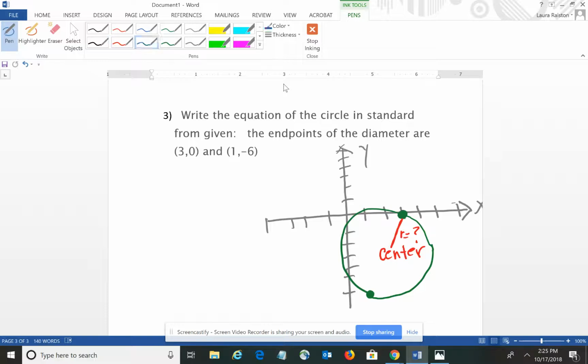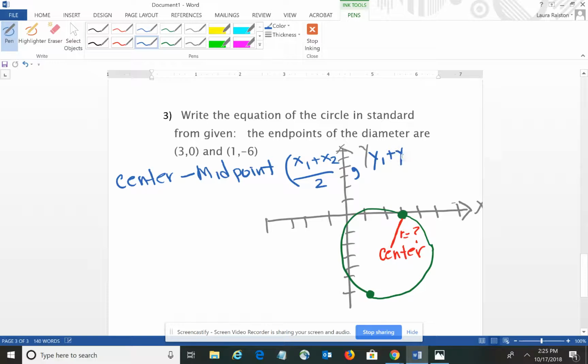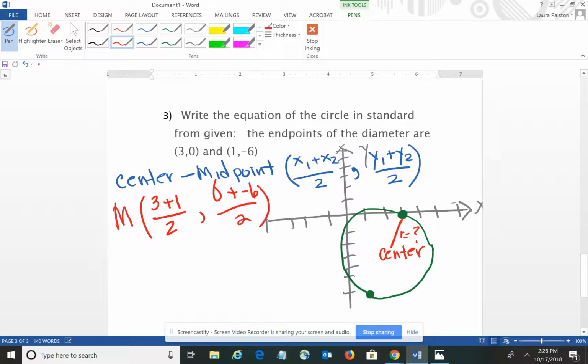So to find the center, we're going to use the midpoint of that diameter because the center is in the middle. So to figure the center, we're going to calculate the midpoint. Remember, the midpoint formula is x1 plus x2 divided by 2, and the second part is y1 plus y2 over 2. So if I plug in the values that were given to me, my midpoint is 3 plus 1 divided by 2, and then 0 plus negative 6 divided by 2. So that gives me 4 over 2 and negative 6 over 2, which simplifies to 2, negative 3.